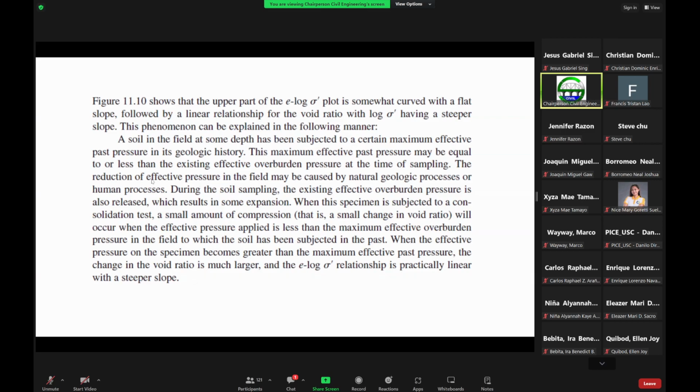Now, the reduction of the effective pressure in the field may be caused by natural geologic processes or human processes. During the soil sampling, when we do geotechnical investigations, the existing effective overburden pressure is also released, which results in some expansion of the soil. The soil can expand, especially when you have expansive clay soils.